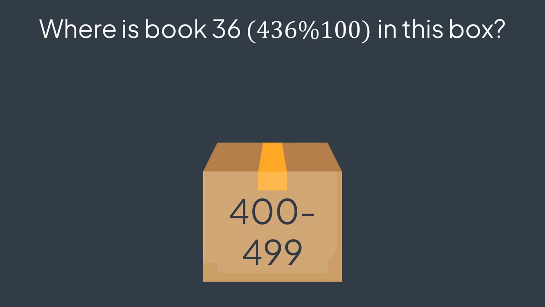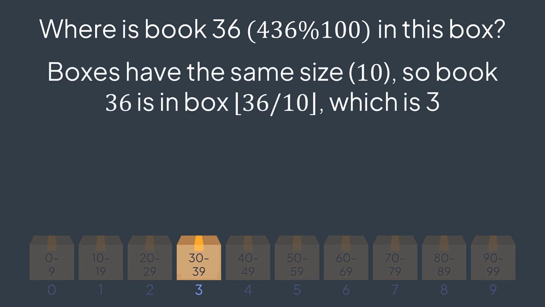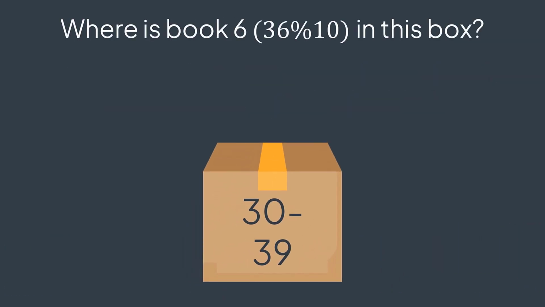Once again, the 100 books of the box 4 are organized in 10 boxes of 10 books each. The first one contains books from 0 to 9 after 400s, the second one from 10 to 19 after 400s, and so on. The box size is 10, 36 divided by 10 gives 3. We search in box 3. In that box 3, we search for book 6 because 36 modulus 10 is 6. And so on until we find the book, without traversing all the books. And basically, this is what we did to solve this problem.